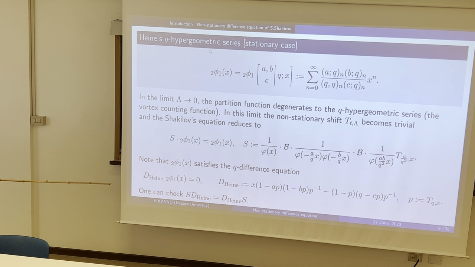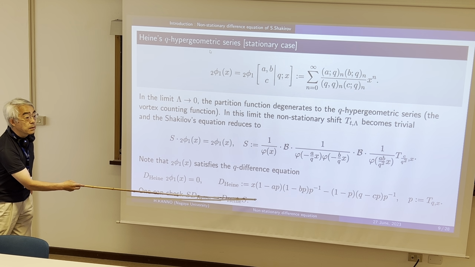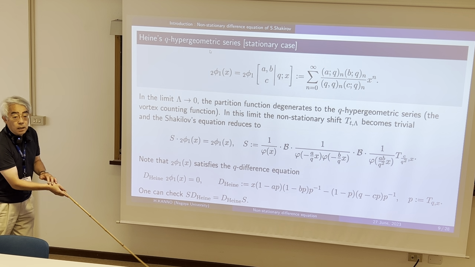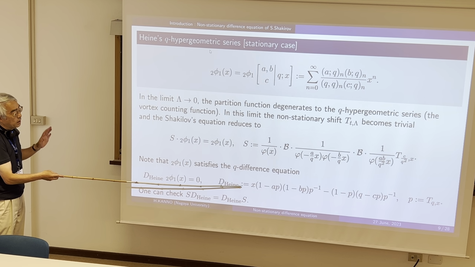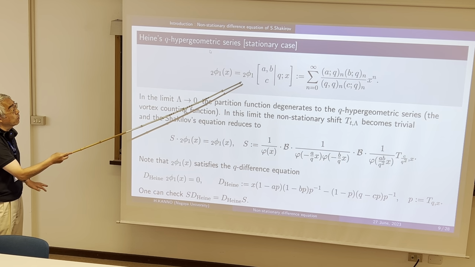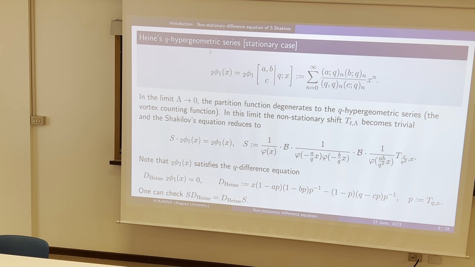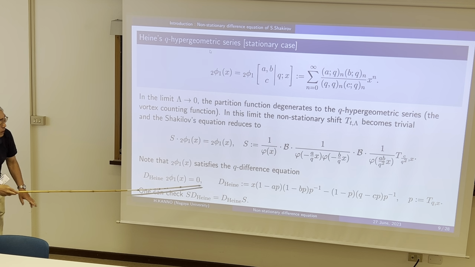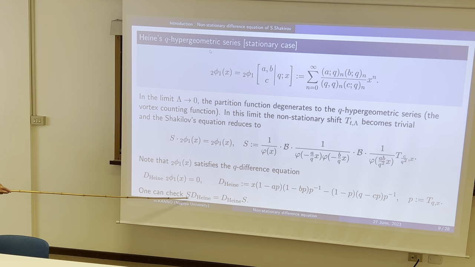And maybe this is related to the point. We already know the hypergeometric series satisfies this kind of difference equation, that is second order. This is a kind of defining equation for this hypergeometric series, right? And quite surprisingly, this operator S commutes with this second order difference equation. So this is a compatible system, right? We know this already, but finding this S, which commutes with this Heine's difference equation, is a very hard problem, I guess.